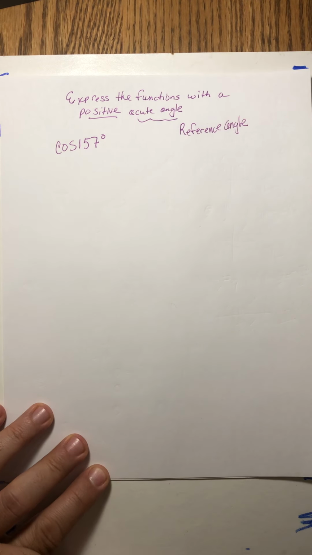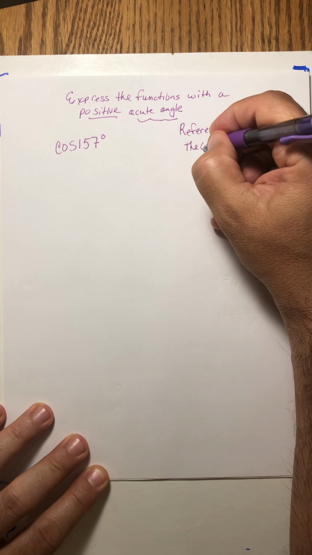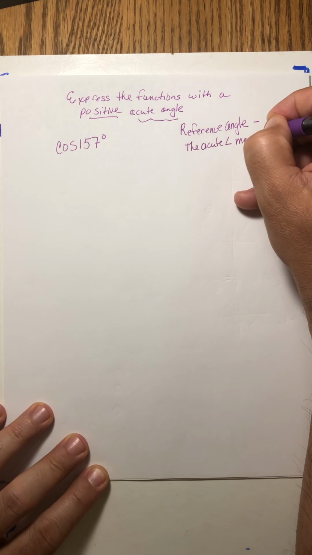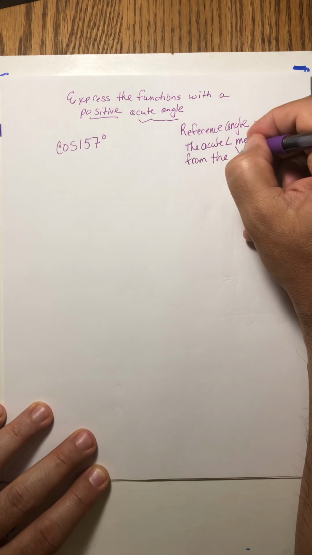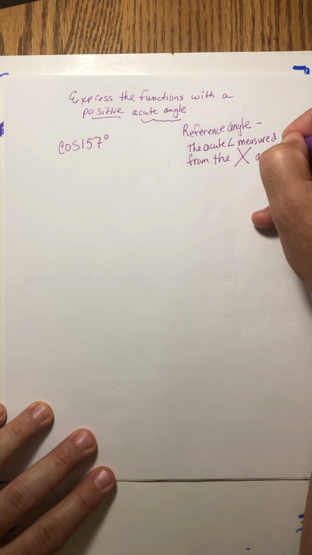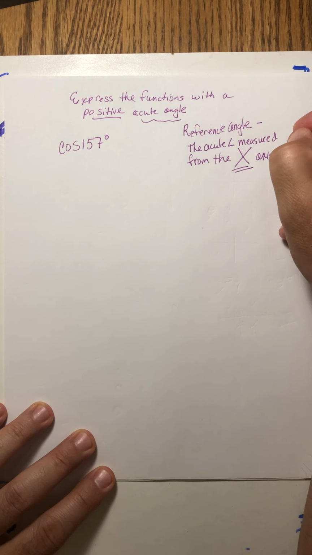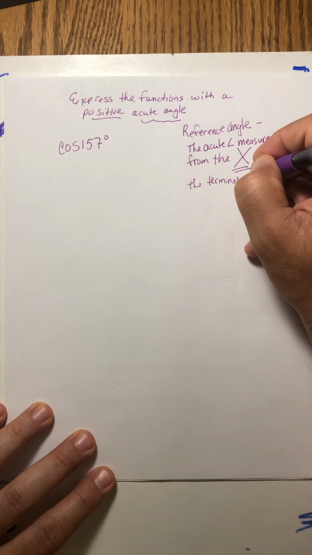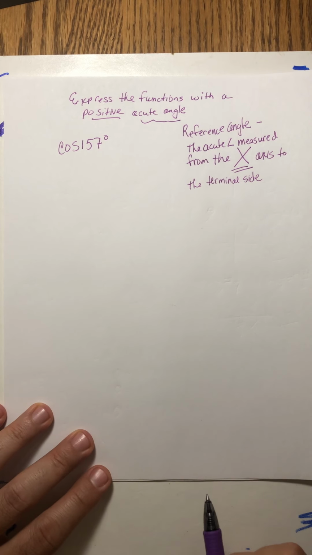The definition of a reference angle is the acute angle measured from the x-axis. Never, never, never the y. Always the x-axis. The acute angle measured from the x-axis to the terminal side. Okay, so what does that mean for 157 degrees?